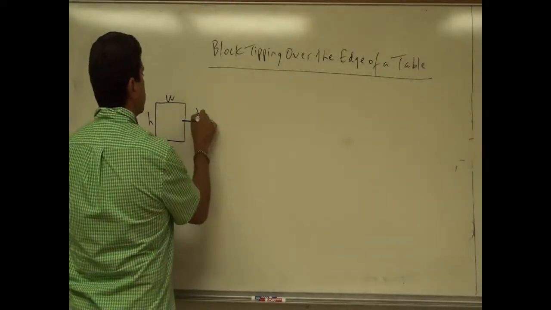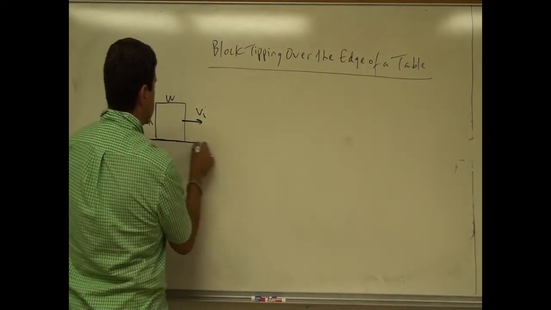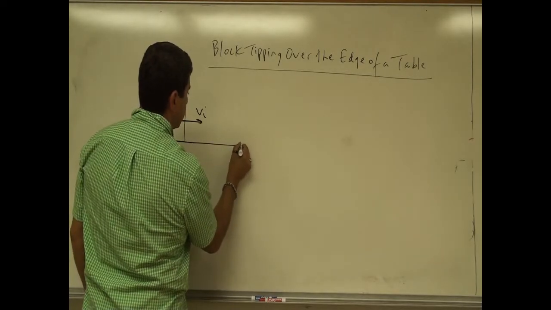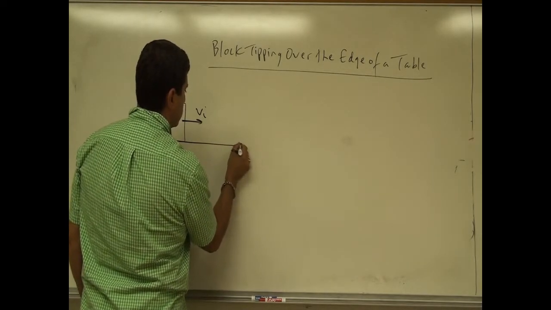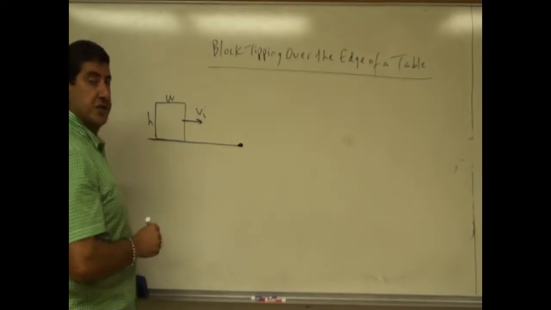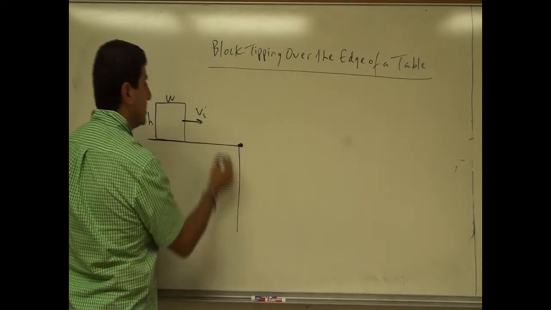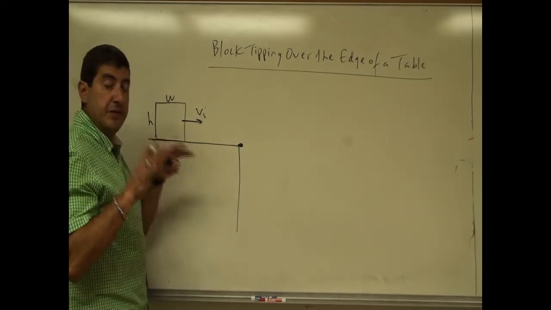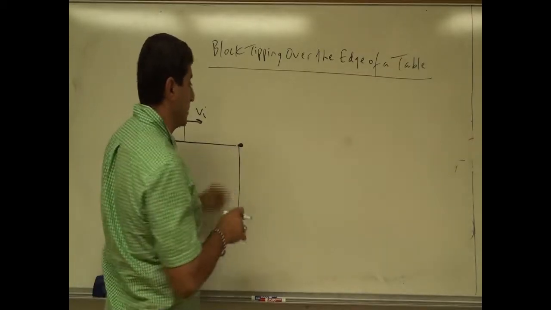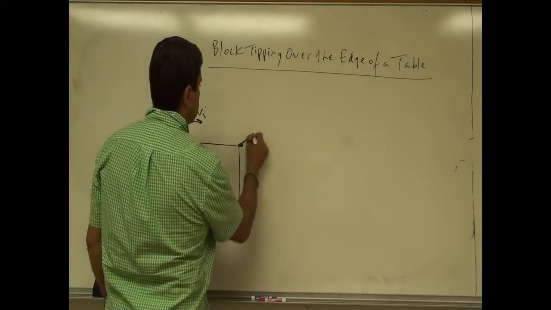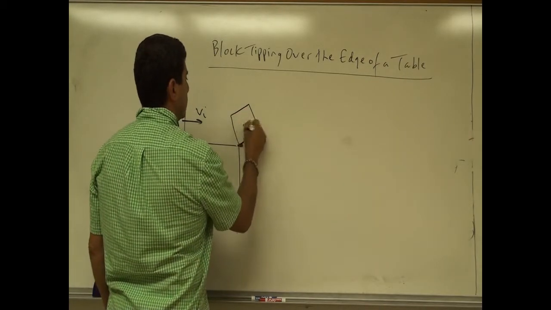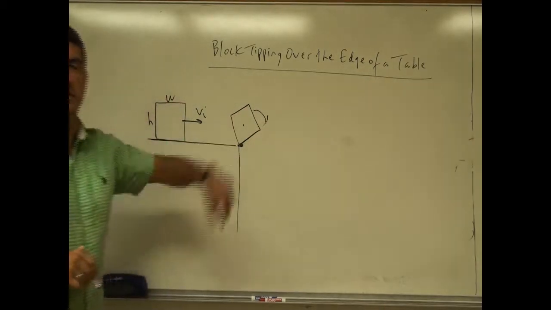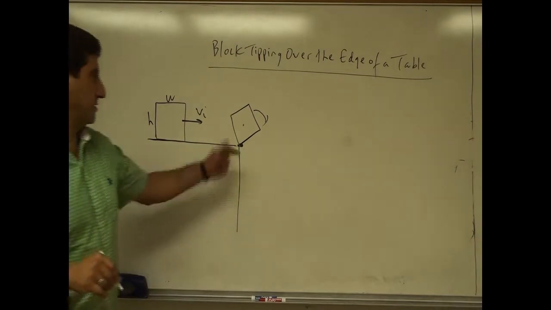And then the block has a certain initial velocity, and then it's going to come, and at the edge of the table I'm going to put some kind of an obstruction. And then my question is going to be, what's the minimum initial velocity of the block so that when it comes and hits the obstruction, the block tips over, right? The block tips over and then completely falls off the table, right?